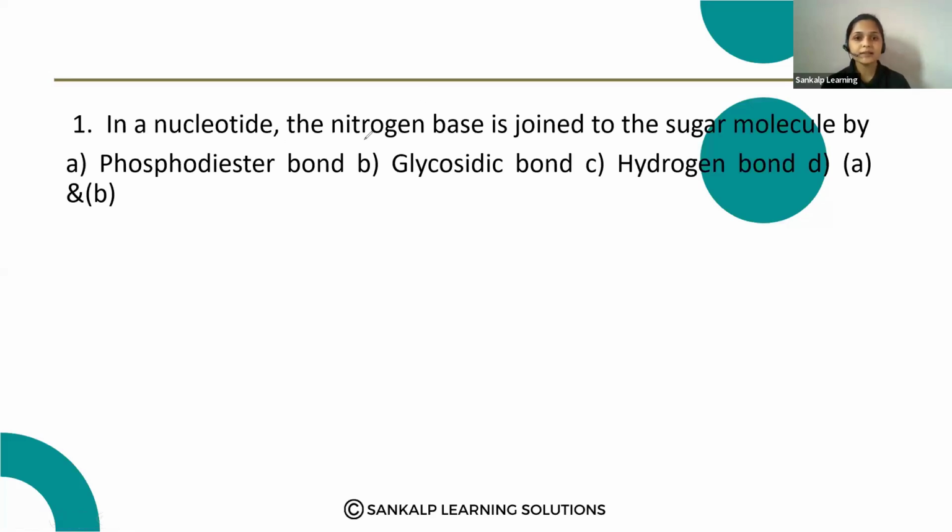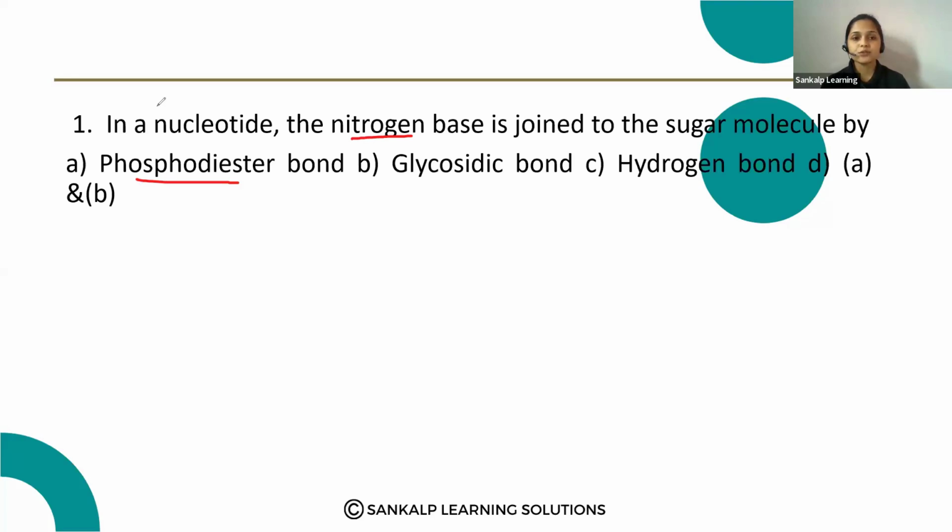In a nucleotide, the nitrogen base is joined to the sugar molecule. So how is it joined? Option A, phosphodiester bond. Option B, glycosidic bond. Option C, hydrogen bond. And option D, A and B.